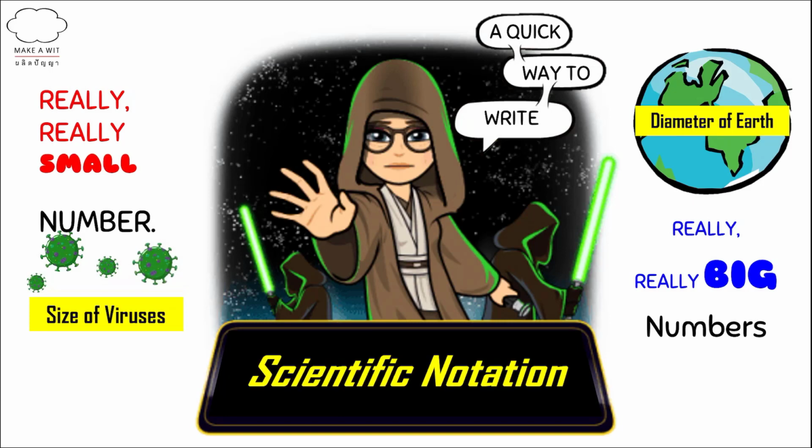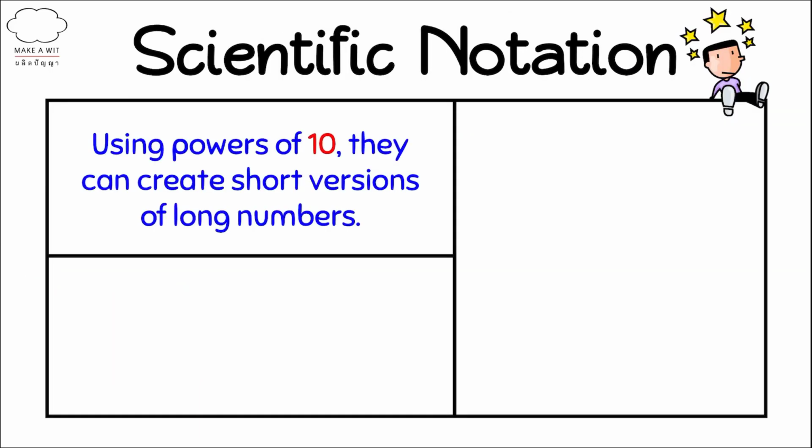Okay, now let's see how can you do it. Scientific notation will use powers of 10. They can create short versions of long numbers. Now long numbers can be big numbers or small number. This one, do you think big or small? Small, right? Half point and a lot of zeros. So this is long numbers, but it's actually very small. Again, this one is very big, right?